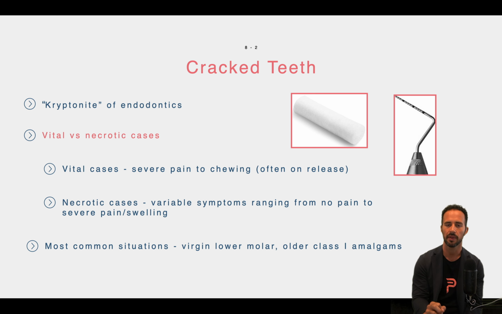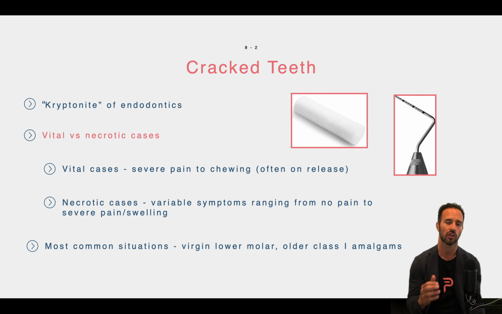The most common situations when a crack is present is going to be your lower posterior teeth, as you already know. And usually it's either virgin lower molars or it's lower molars with a shallow class 1 restoration, usually an old amalgam restoration. So you want to visually discover and visually inspect the tooth so that you can help screen out these cases before you just go ahead and treat them without discovering that we're dealing with a cracked tooth.